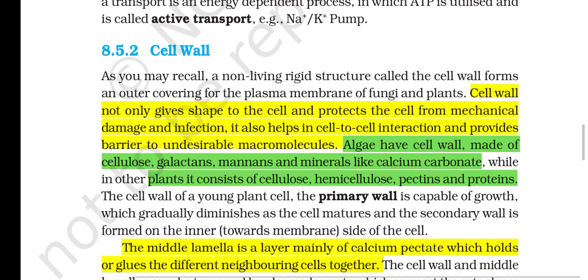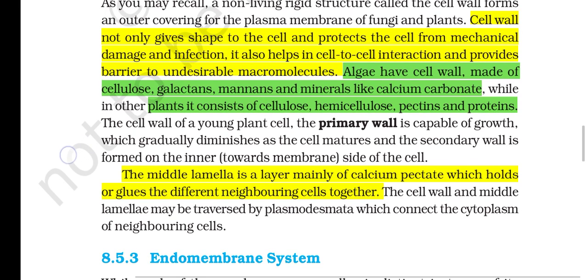8.5.2 Cell wall. As you may recall, a non-living rigid structure called the cell wall forms an outer covering for the plasma membrane of fungi and plants. Cell wall not only gives shape to the cell and protects the cell from mechanical damage and infection, it also helps in cell-to-cell interaction and provides barrier to undesirable macromolecules. Algae have cell wall made of cellulose, galactans, mannans, and minerals like calcium carbonate, while in other plants it consists of cellulose, hemicellulose, pectins, and proteins.